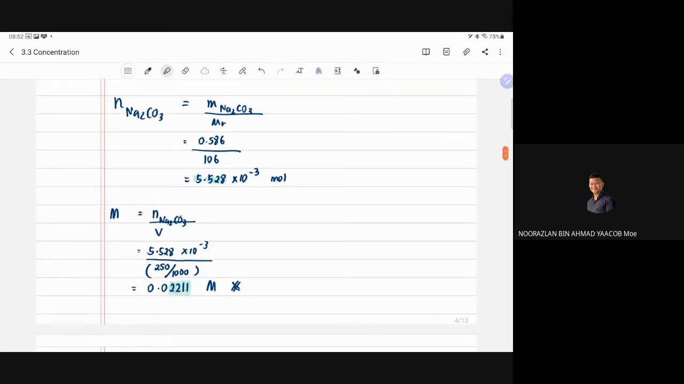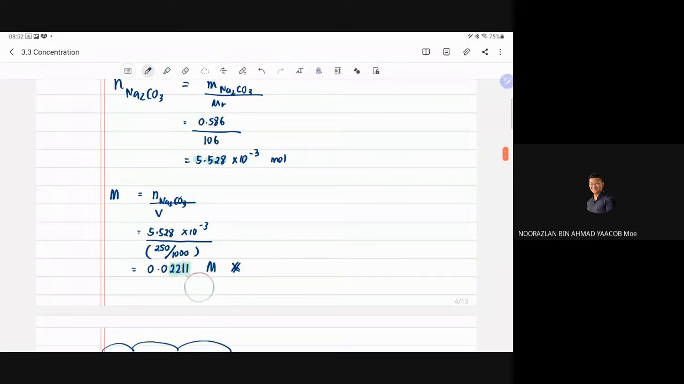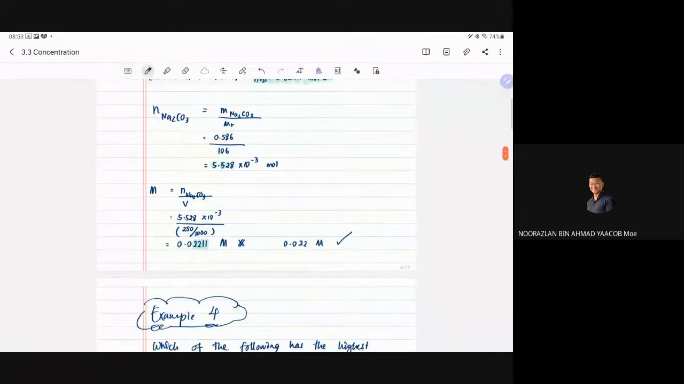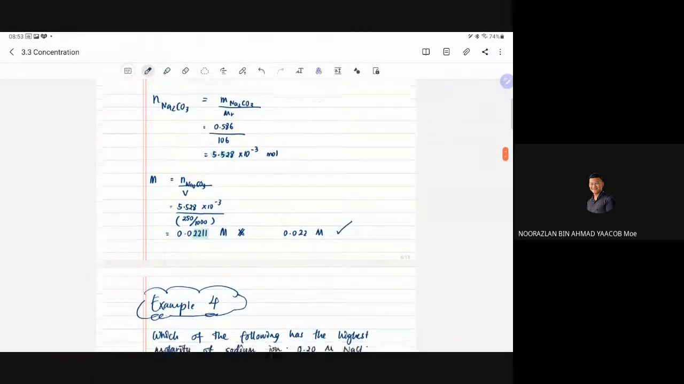Kalau kamu tinggalkan yang ini sebagai, let's say, 0.022 molar, pun betul juga. Final answer, kita tinggalkan 2 significant figure, tak apa. Not a problem. But it's best to keep 4 lah. 4 significant figure is the best. Jadi kalau kamu tak yakin, sentiasa tinggalkan 4 significant figures. Okay. Jelas? Ada soalan?